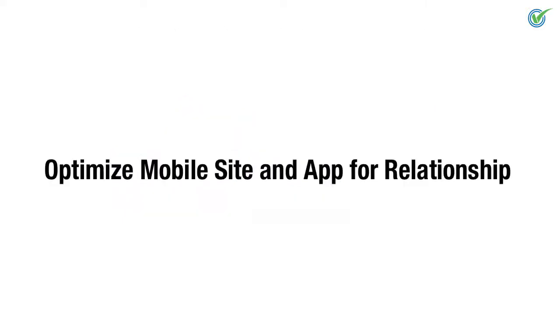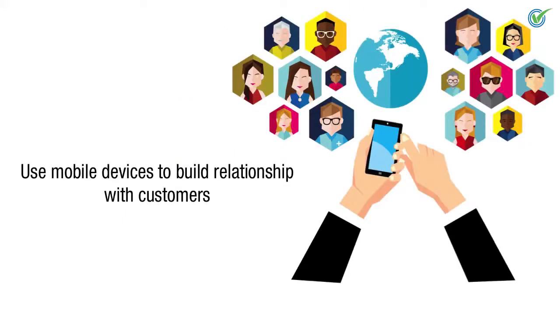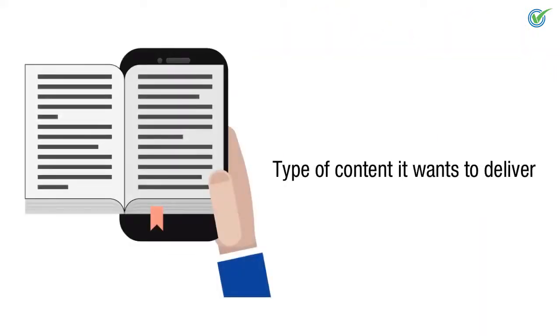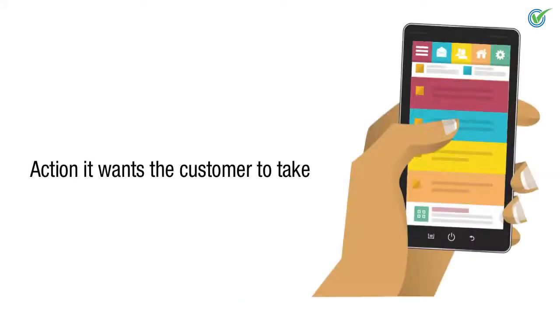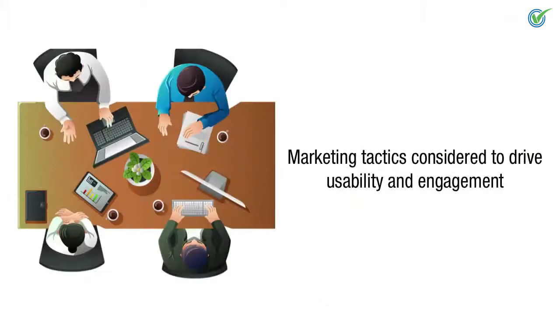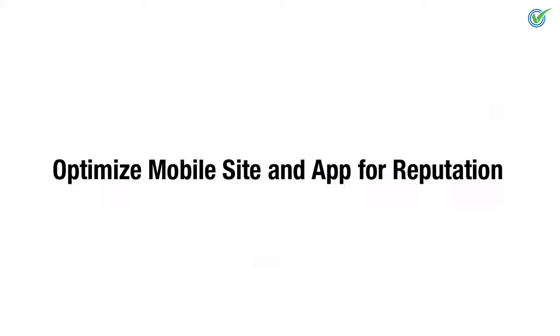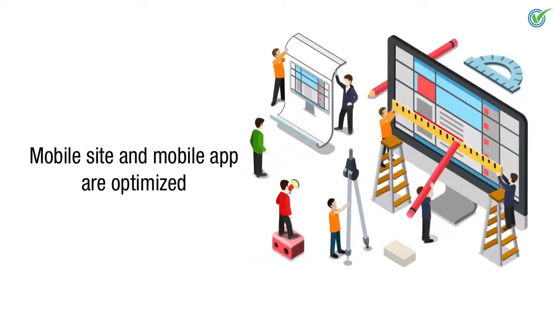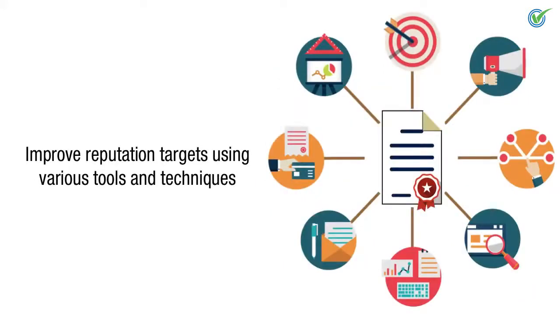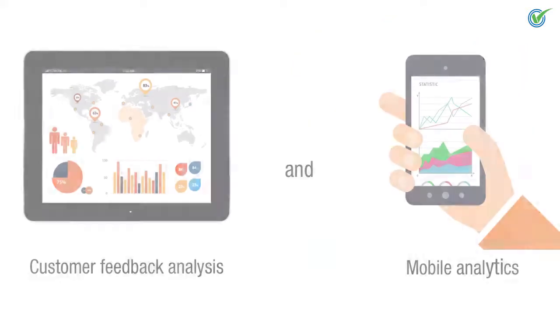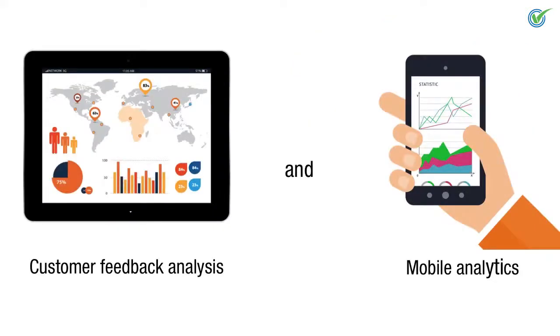Optimize mobile site and app for relationship. When thinking about how to use mobile devices to build a relationship with customers, a company must consider the type of content it wants to deliver and the action it wants the customer to take. A variety of marketing tactics should be considered to drive usability and engagement, including offers, promotions, and content sharing. Optimize mobile site and app for reputation. In this process, the mobile site and mobile apps are optimized to improve reputation targets using various tools and techniques such as customer feedback analysis and mobile analytics.